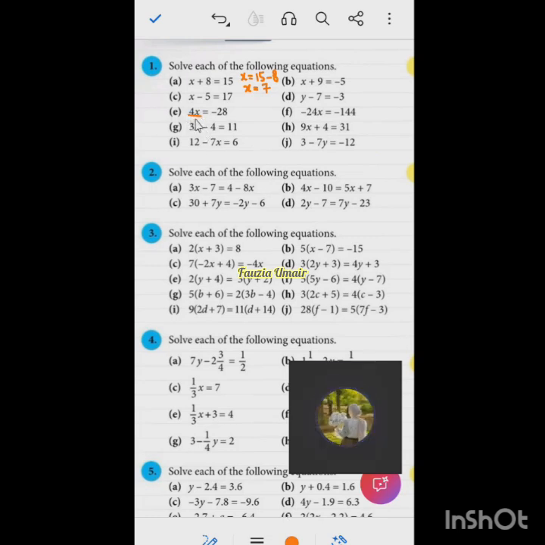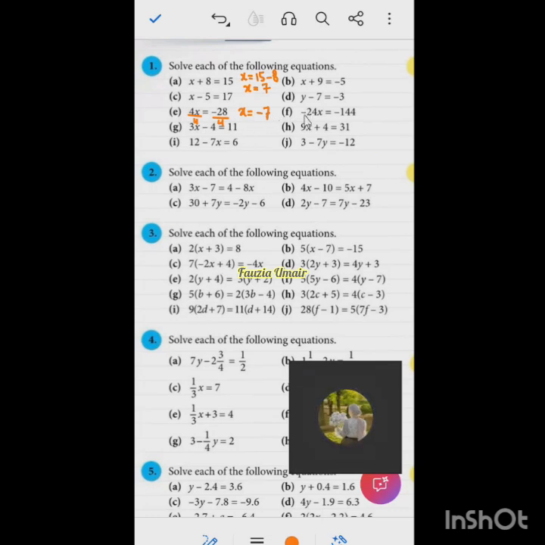This is the last step, when we divide both sides by the coefficient of the variable, 4. If we divide both sides of the equation by 4, this 4 will be cancelled and x would be minus 28 by 4, and we can simplify it. So what is 28 by 4? 28 by 4 is 7. Very good. So this is minus 7, right?